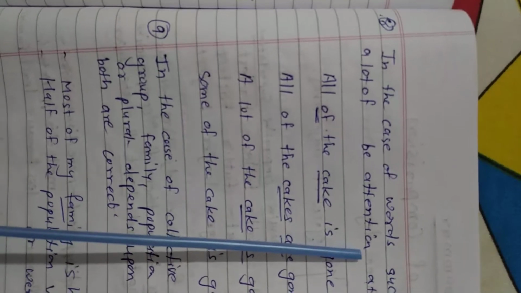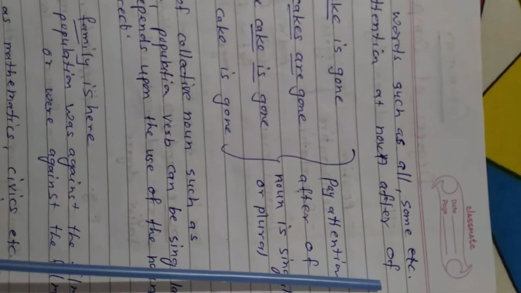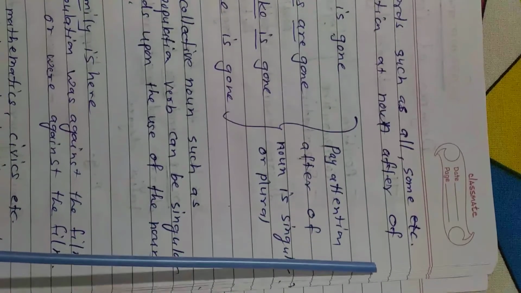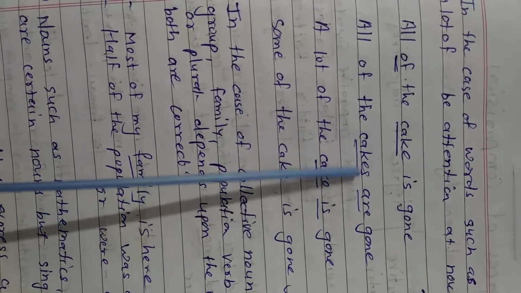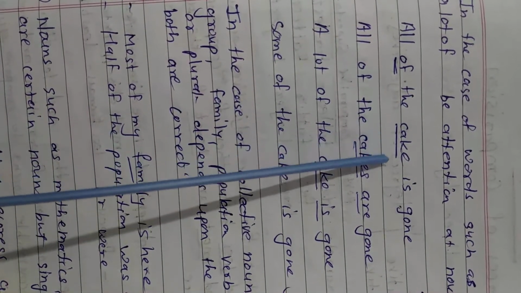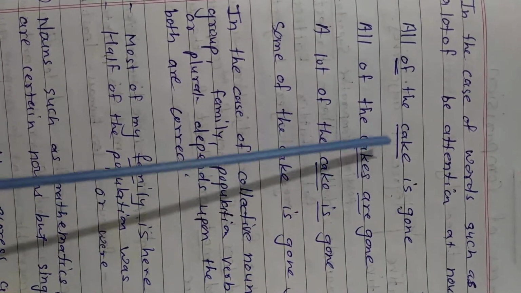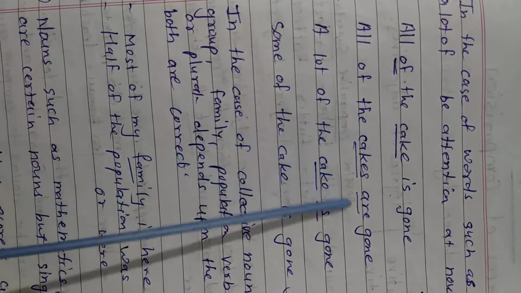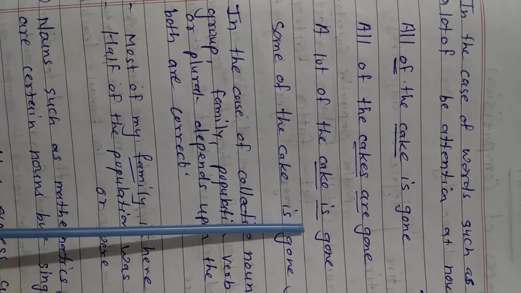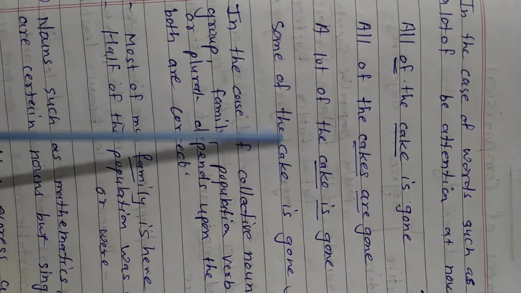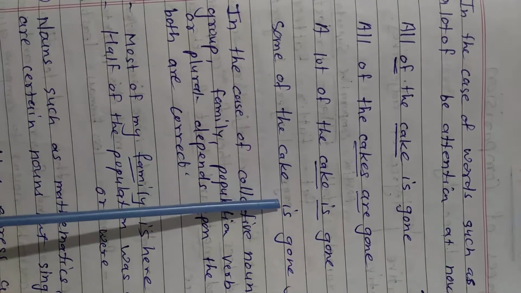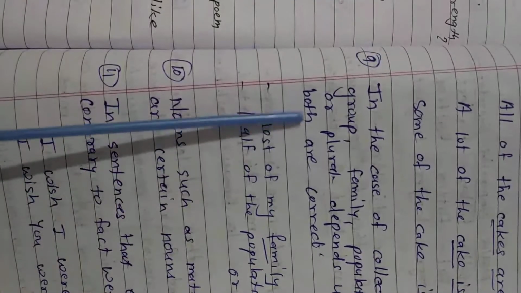In the case of words such as some, etc., all, some, etc., a lot of, pay attention to the noun after of. ऑफ के बाद जो है उसको आपको याद रखना है, बिल्कुल ध्यान दो यहाँ पर. All of the cake, here singular is there, after of, so we use is. Here all of the cakes, here plural is there, we are using are. A lot of the cake, once again singular, we use is. Some of the cake, here also cake is there. So after of, whatever word is used, you have to give attention to that, and you have to use accordingly the verb.